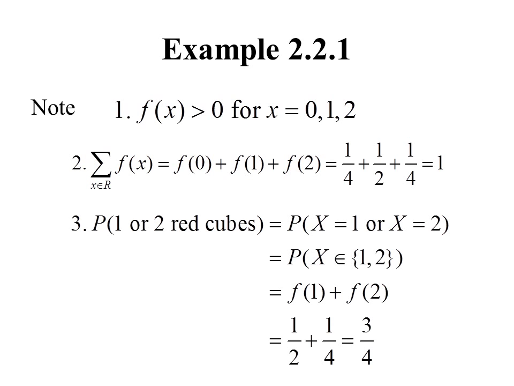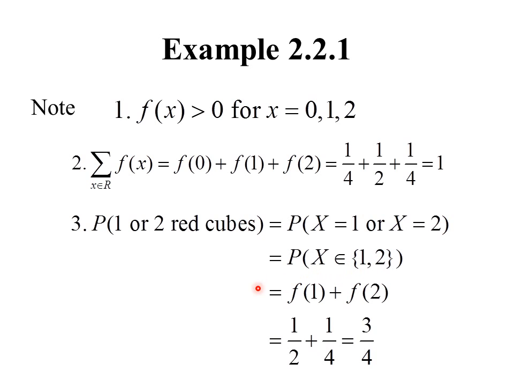Now, the third property isn't really something that we need to verify. It's really a description of how we use the probability mass function. Okay? So to illustrate that, let's suppose I want to find the probability of getting 1 or 2 red cubes in this random experiment. So in terms of the value of the random variable, it's the probability that x equals 1 or x equals 2. Another way of describing it is the probability that x is in the set {1, 2}.